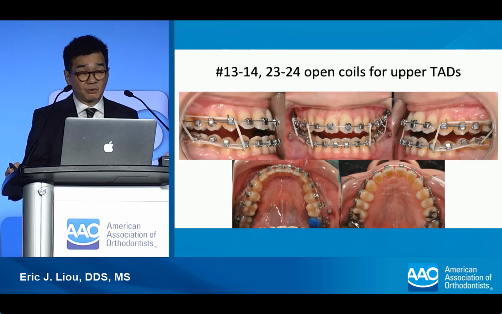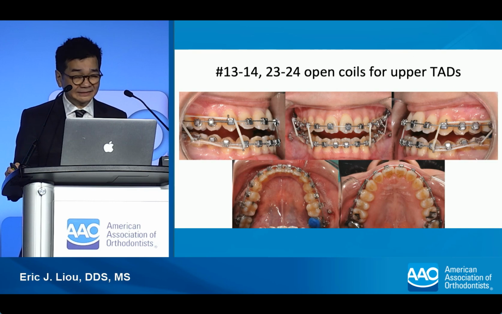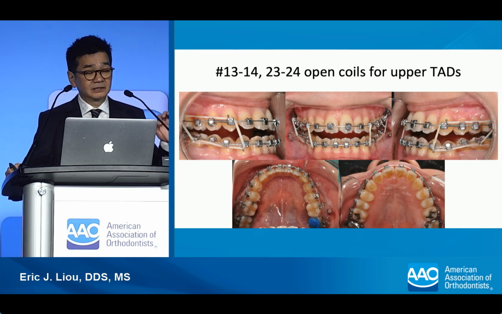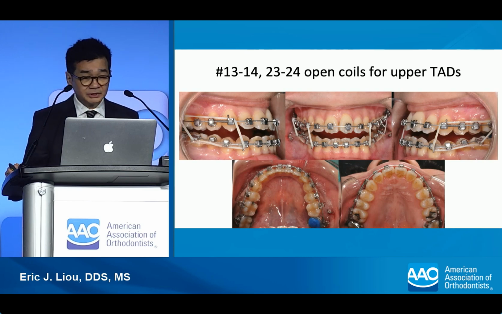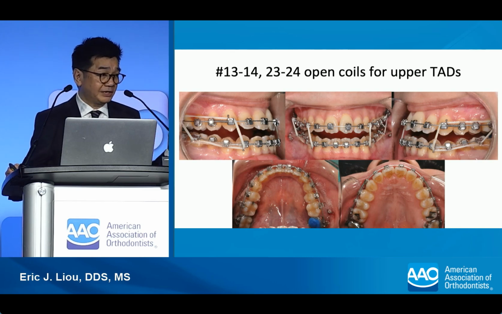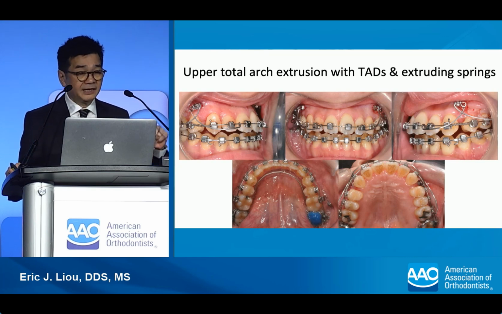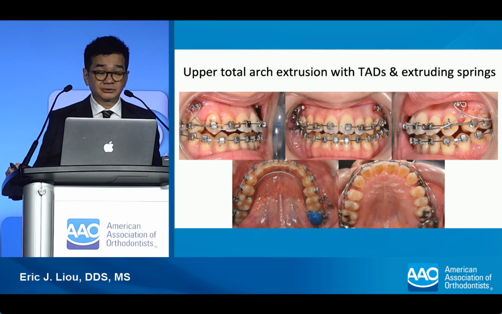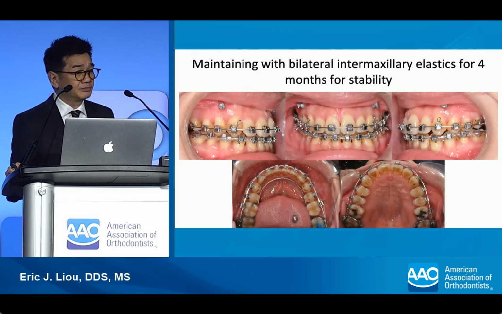So when I'm using the BioRazor and the intermaxillary elastic, I also apply the open coil between the upper canine and upper first premolar in order to open a little space before I put the tails between them, and at the same time apply the extruding spring. So back and forth several times during the treatment.